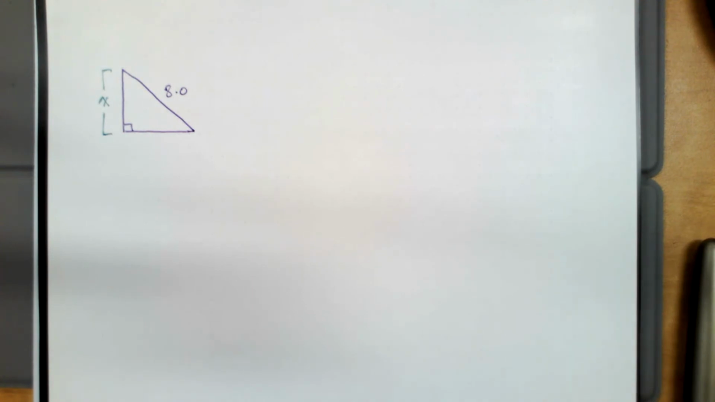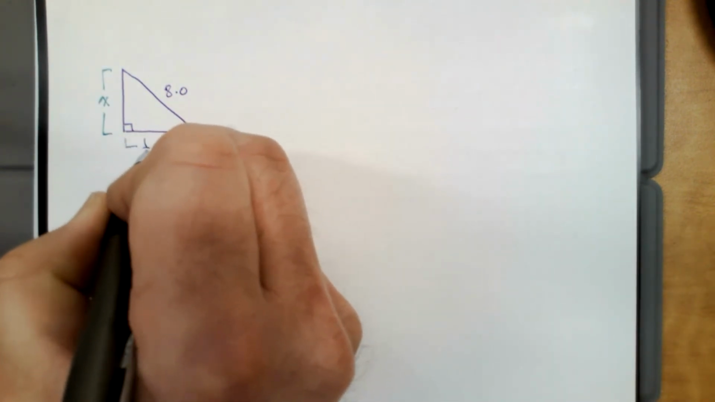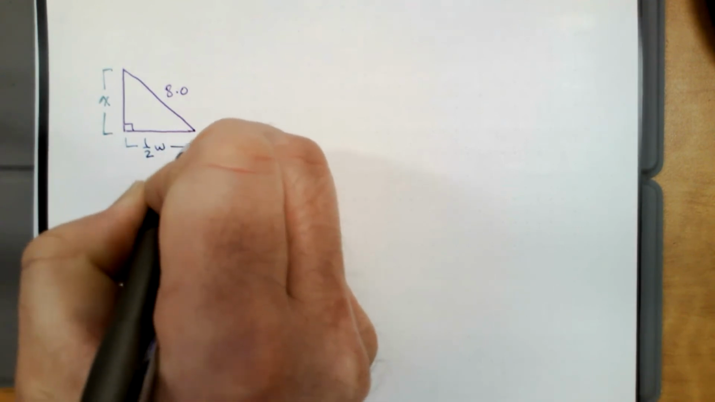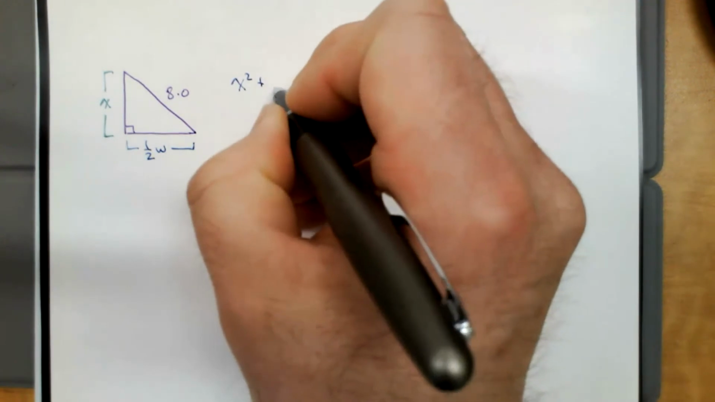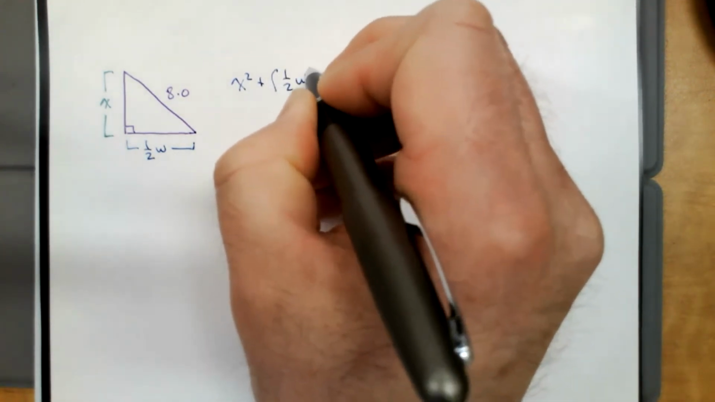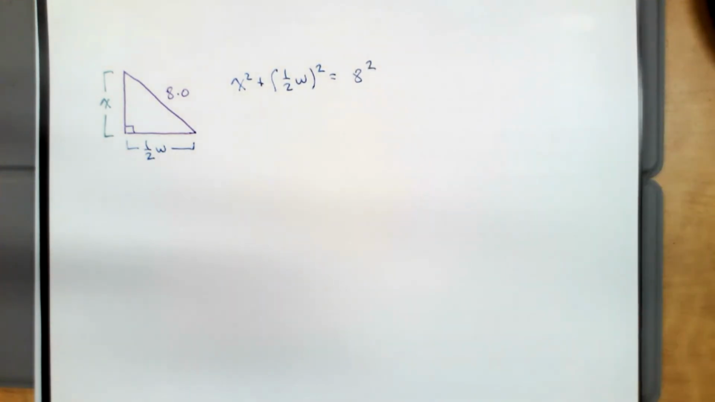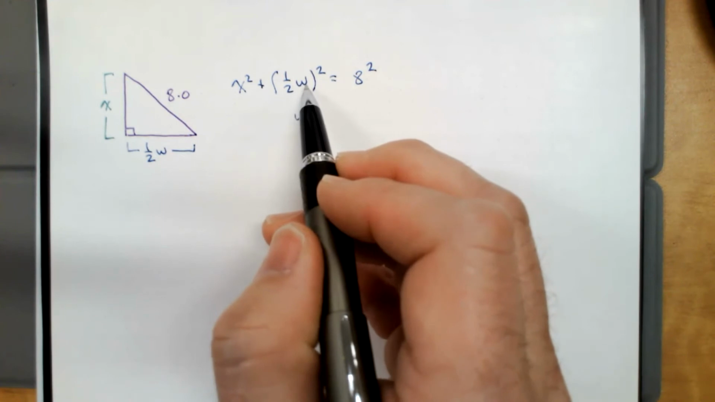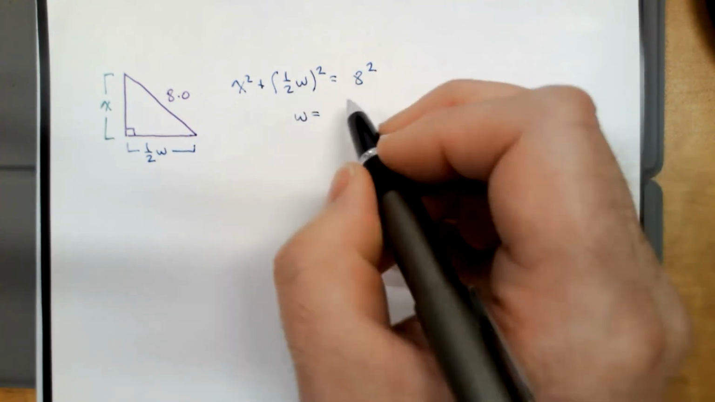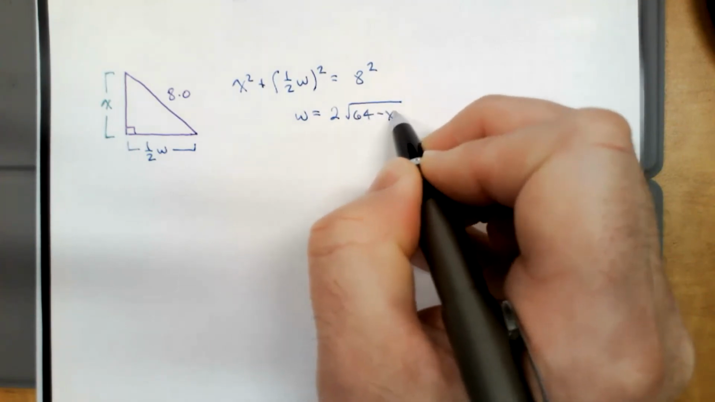The triangle is only covering half of the width. So I've got x squared plus 1/2 the width squared is equal to 8 squared. So W, we still got this 1/2 after we solve for the base. And so W will be 2 square roots of 64 minus x squared.